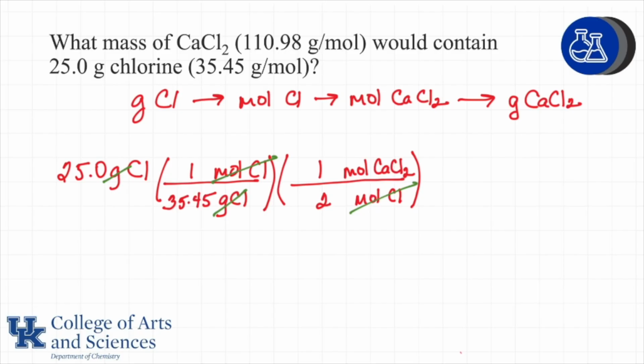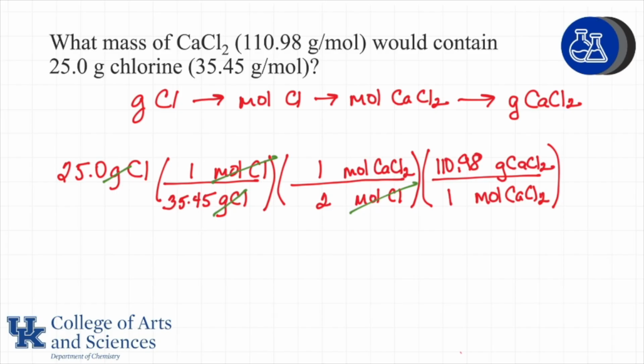Now I have moles of CaCl2 in my numerator, so I need moles of CaCl2 in my denominator of the next step. So I have grams of CaCl2 over moles of CaCl2 because that's the relationship I know involving moles of CaCl2. I put in the 110.98 over 1, and I can cancel out moles of CaCl2, and I'm left with units of grams of CaCl2. So 25 times 110.98 divided by 35.45 divided by 2.